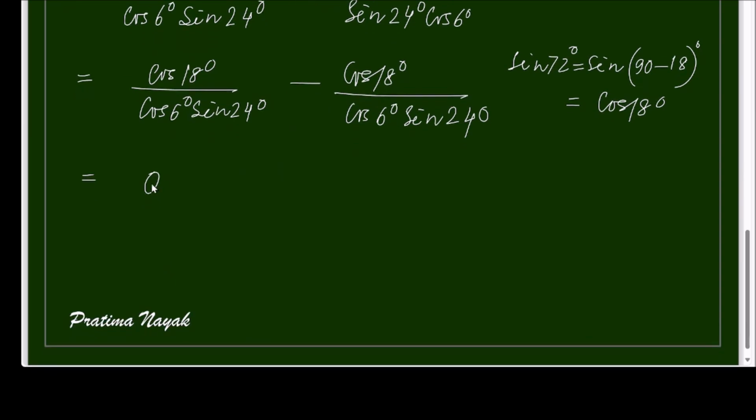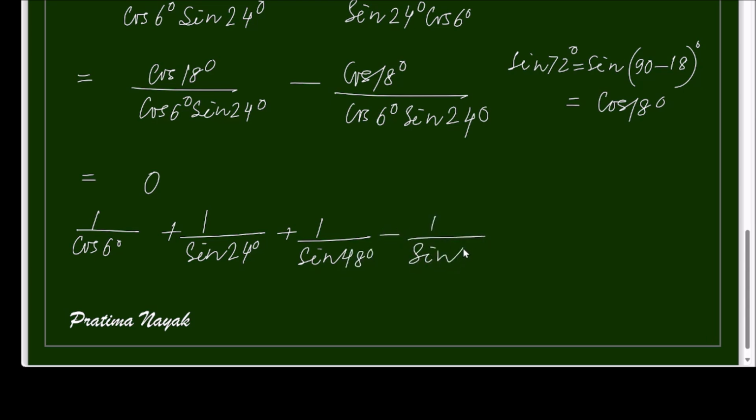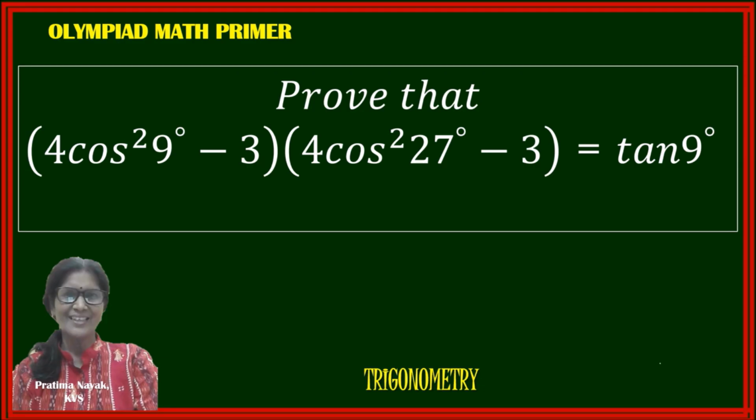So we have proved: 1 over cos 6 degree plus 1 over sine 24 degree plus 1 over sine 48 degree minus 1 over sine 12 degree is equal to 0. Hence proved. Then prove that the product of (4 cos square 9 degree minus 3) into (4 cos square 27 degree minus 3) equals tan 9 degree.